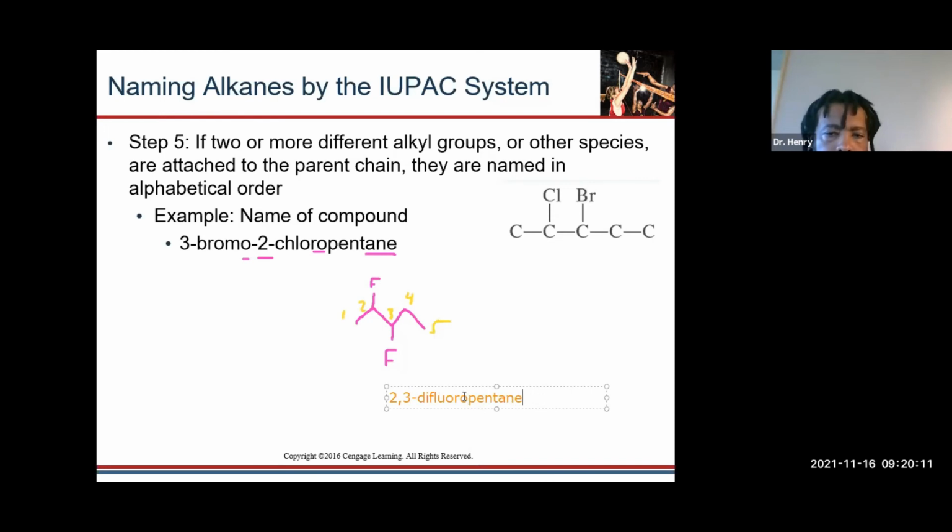Okay. Do you guys see that? And the other thing that you want to pay attention to is that B comes before C. So we want to make sure that we're putting things in alphabetical order. Okay.